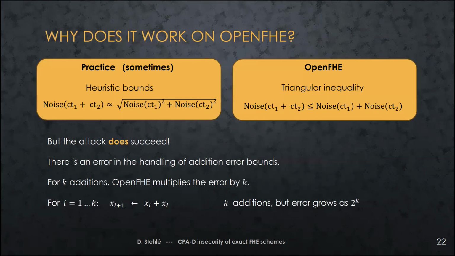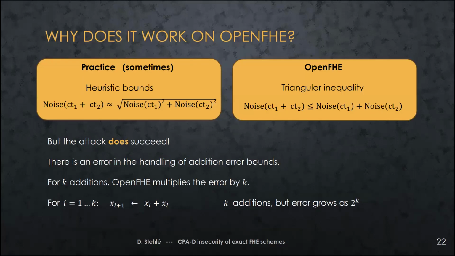So we were a bit surprised. So we went into the library, we looked at the code, and there is an error in the handling of addition error bounds. So for k additions, OpenFHE multiplies the error bound by a factor k. But if you look at the circuit that we have, it's k additions, but the error grows as 2 to the k. So there is a software issue here, and what we broke by testing the attack on OpenFHE is actually the implementation, not what it was supposed to do.